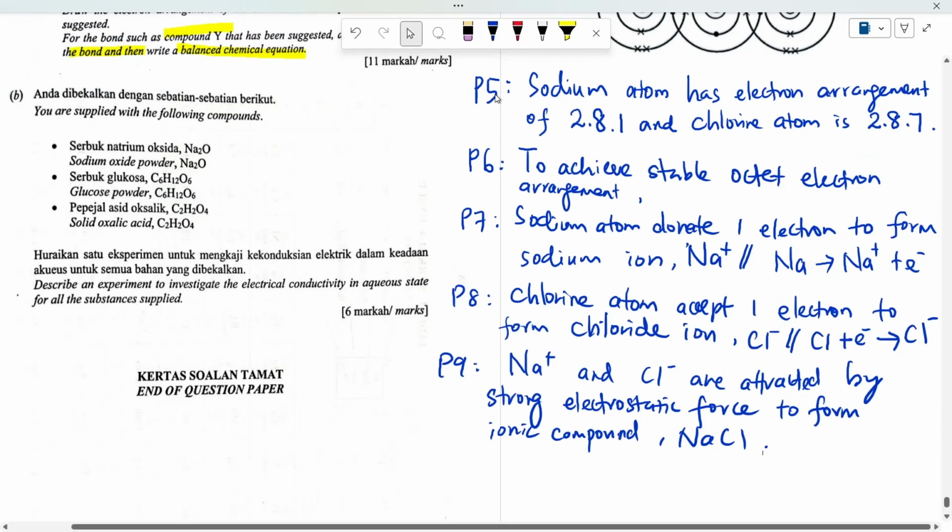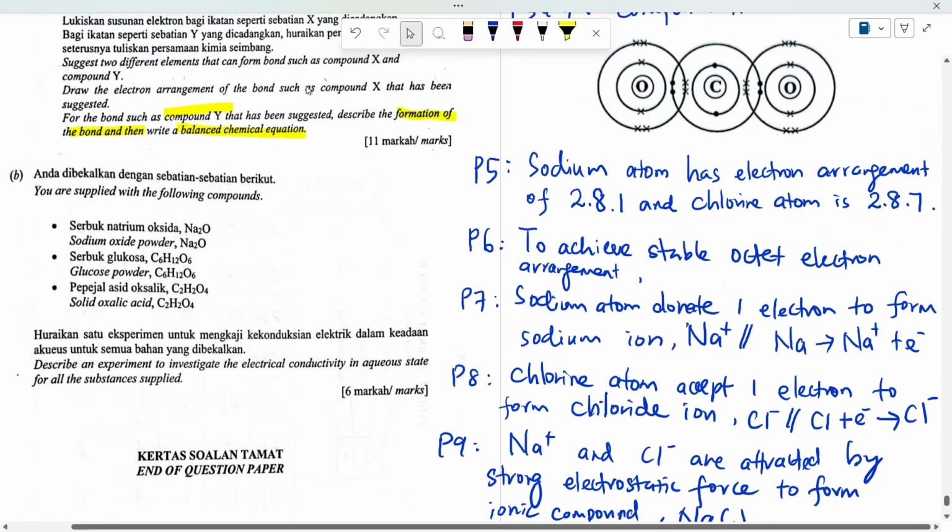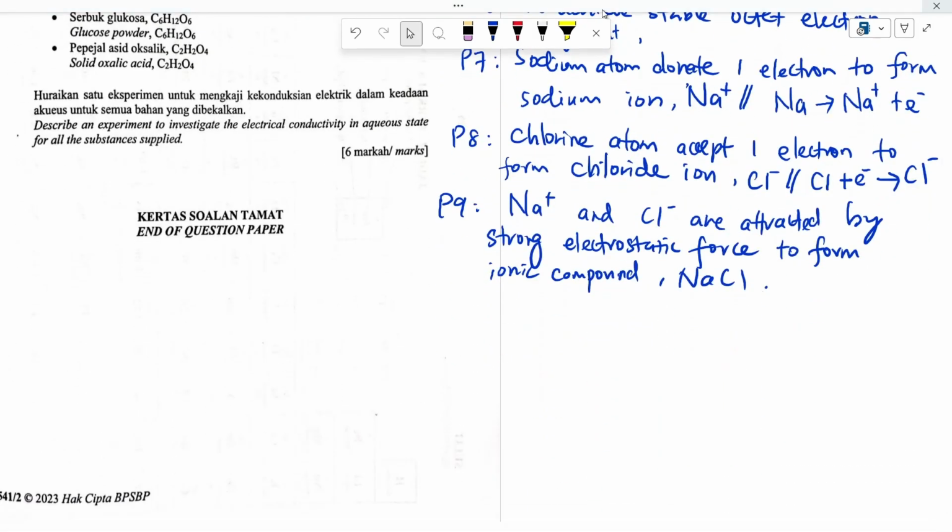Okay, next, 11. Another 2 points are the chemical equation. So a balanced chemical equation. You try first. What are point 10 and point 11? Can you write out the chemical equation for this formation of sodium chloride?